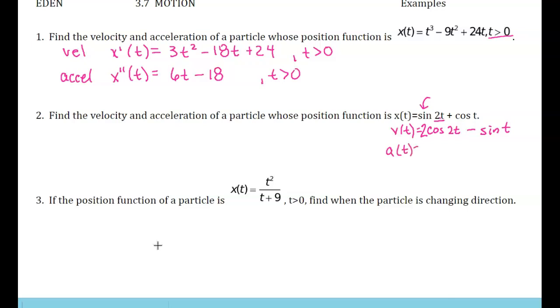Acceleration, well, same thing. The 2 stays. The derivative of cosine is negative sine. The inside stays the same, and then times the derivative of its inside, which is another 2, minus the derivative of sine, which is cosine. So if we clean that up, we'll multiply all of those together. So negative 4 sine of 2t minus cosine of t.